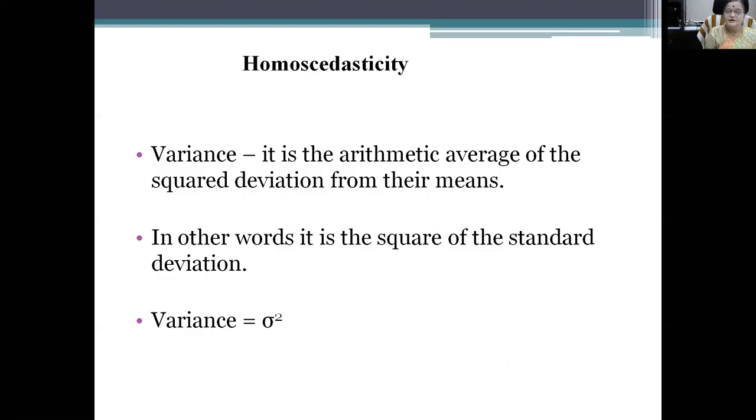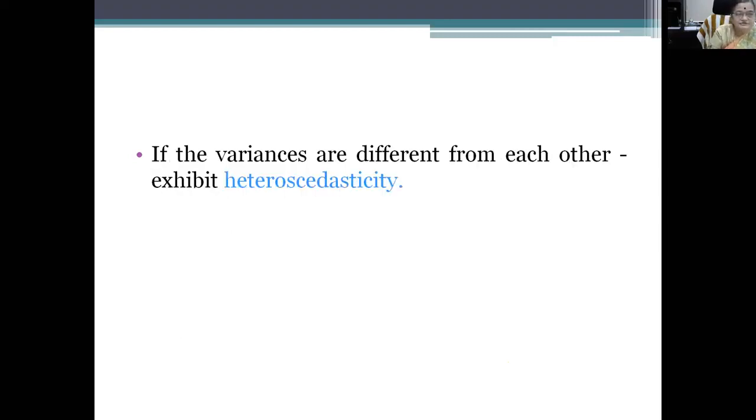And this is measured in terms of variance. It is the arithmetic average of squared deviation from their means. In other words, it is the square of the standard deviation, as we all have studied.